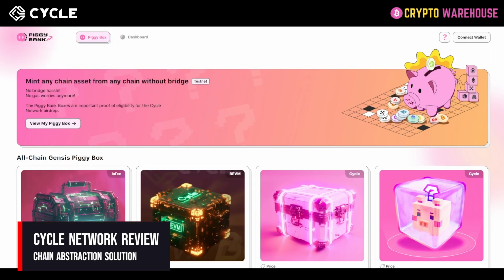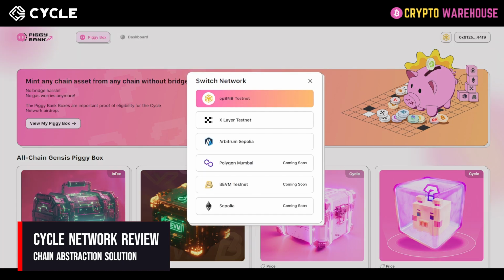Now, there will be a Cycle Network airdrop, and we're going to have a little look at the campaign in a moment, but make sure to connect up your wallets to the Piggy Bank so your wallets are eligible for those airdrops. And by connecting your wallet to the Piggy Bank, you are able to carry out transactions on the BNB testnet, the X Layer testnet, Arbitrum, Sepolia, and coming soon you have Polygon, BEVM, and Sepolia on Ethereum.